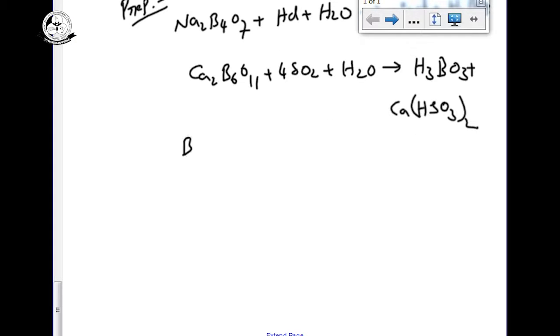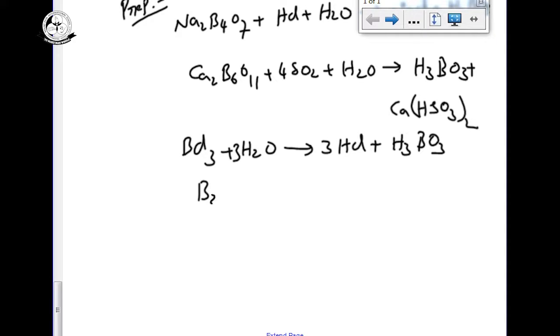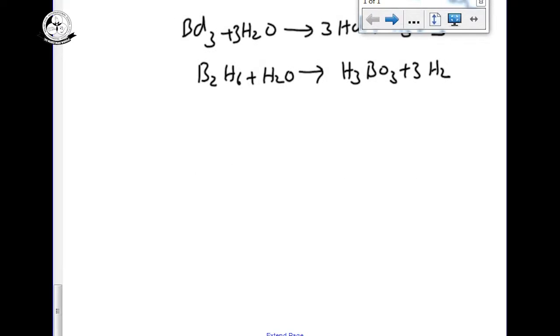The best method for the preparation of boric acid is BCl3 on direct hydrolysis to get orthoboric acid. The easiest method and the best method for the preparation of orthoboric acid H3BO3. From previous lessons, we saw diborane on hydrolysis also gives orthoboric acid H3BO3 and 3 moles of hydrogen. So all these methods of preparation of orthoboric acid we saw previously in the earlier compounds.